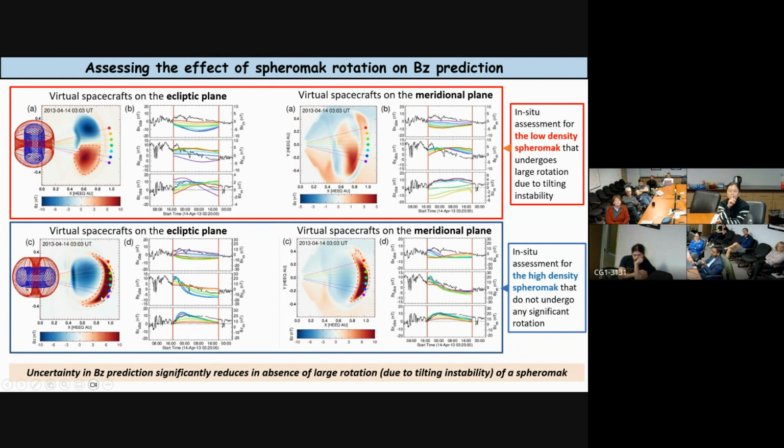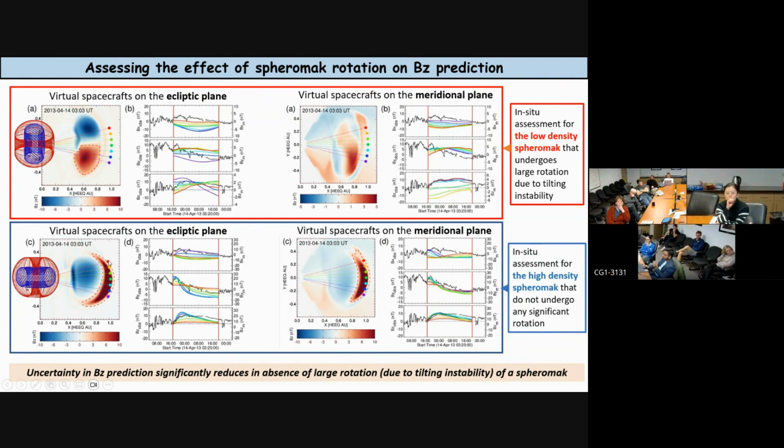Now, if we just look at this particular case, all the spacecraft will see only the positive part coming. Although the negative part will come, that will come later. But at the initial point of contact, all the spacecraft will see only the positive part coming.